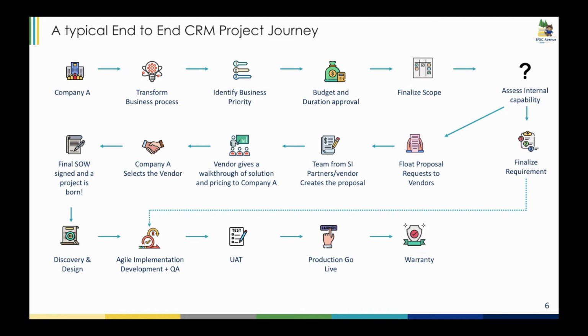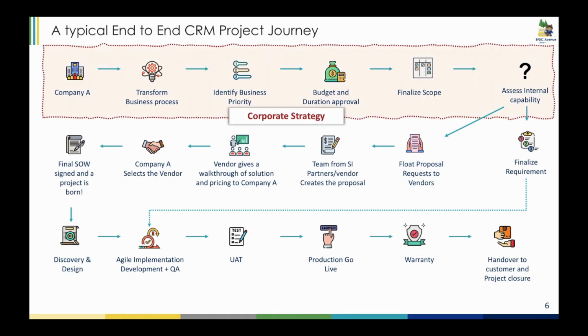So all the tickets, all the issues raised by the users or customers in those 2 to 4 weeks will be taken care of by the vendor. Post that, the product is handed over to the customer. Now it is up to the customer to continue with the same vendor for maintenance, or they might invite another RFP for another maintenance and support partner. So normally this is the life cycle, or end-to-end journey, of a CRM project.